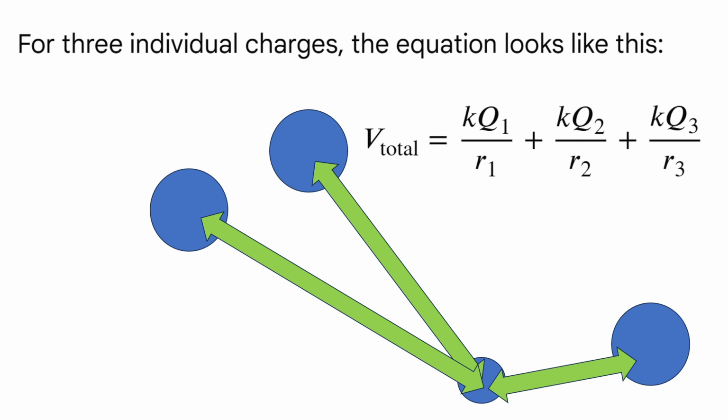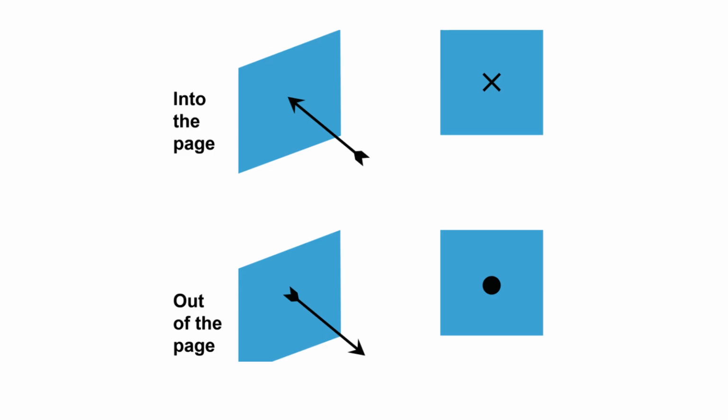If you have three individual charges and you have a test charge in the middle, let's just say, to work out the potential, you add up all the three individual potentials. So you've got kq1 over r1 plus kq2 over r2 plus kq3 over r3. This is just a symbol for going into the page and out of the page. X means going into the page, a dot means going out of the page.